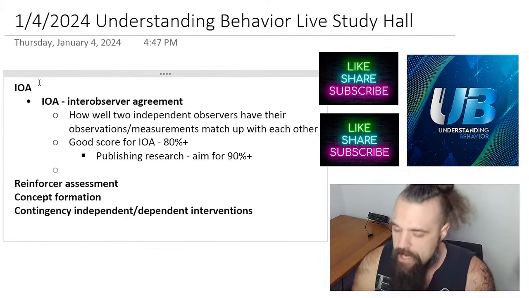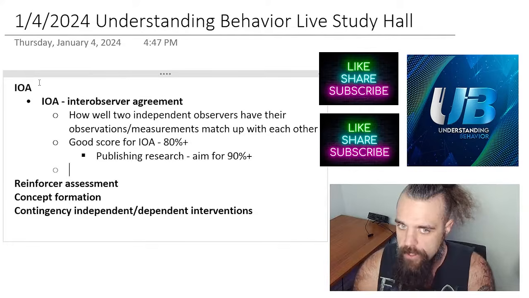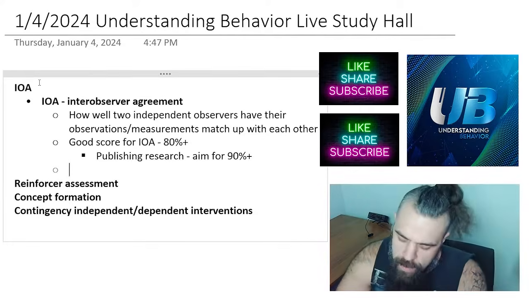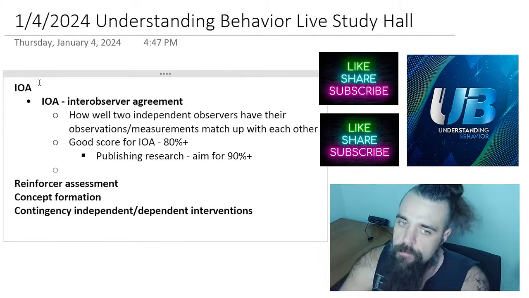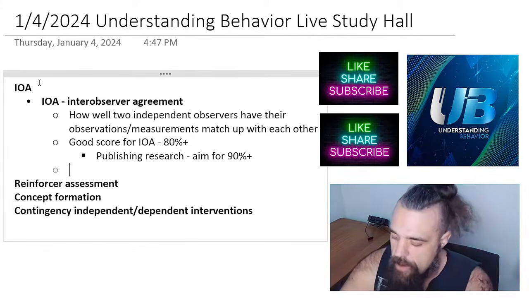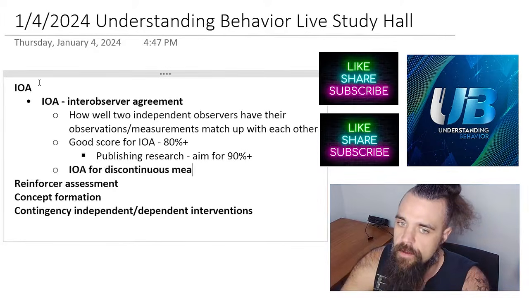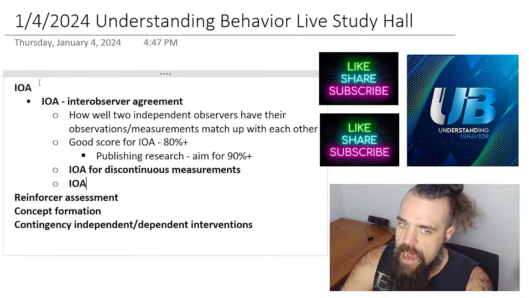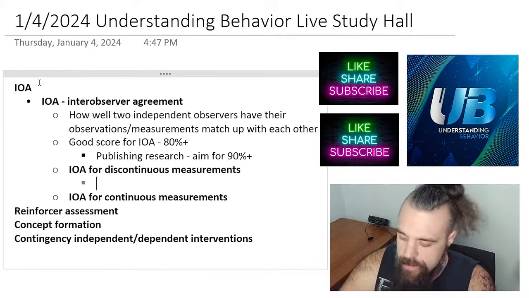What I like to do is to split IOA up into two separate categories, because these work differently from each other. And if we organize our information a little bit better, then we're going to have an easier time doing it. So the way that I like to separate IOA is that we have IOA for discontinuous measurements, and then we have IOA for continuous measurements. So let's start with IOA for discontinuous measurements.